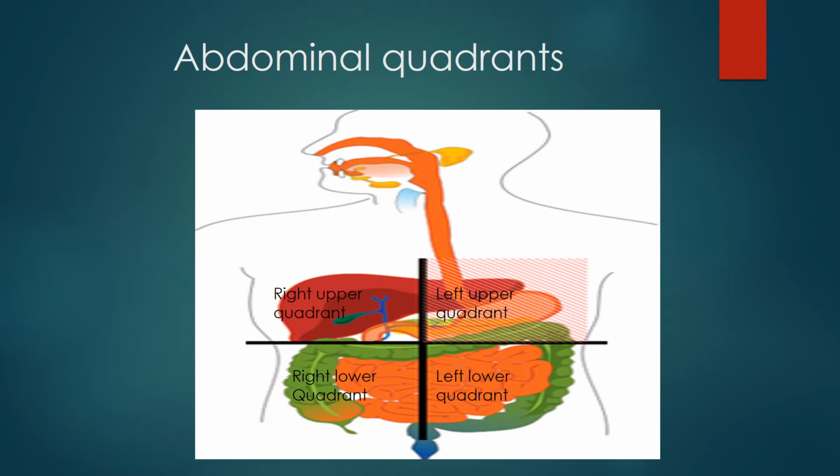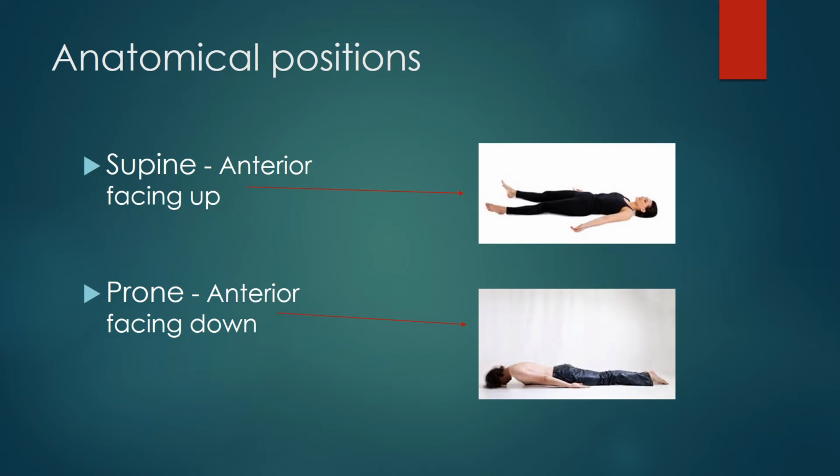Abdominal quadrants. You have your right upper quadrant, your left upper quadrant, your right lower quadrant, and your left lower quadrant. It's pretty simple. Anatomical positions. Supine, anterior facing up. So in the picture, she's facing up. Prone, anterior facing down. So the body is facing down in that picture.